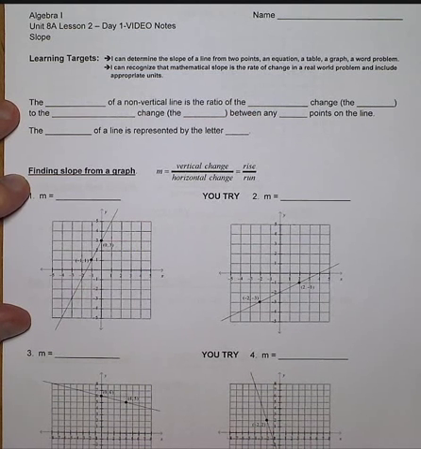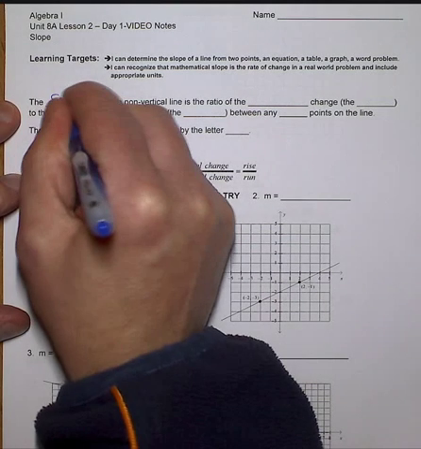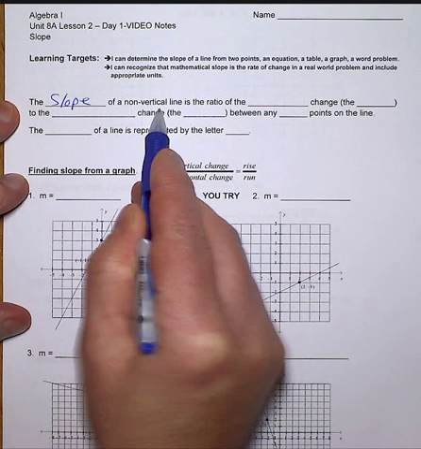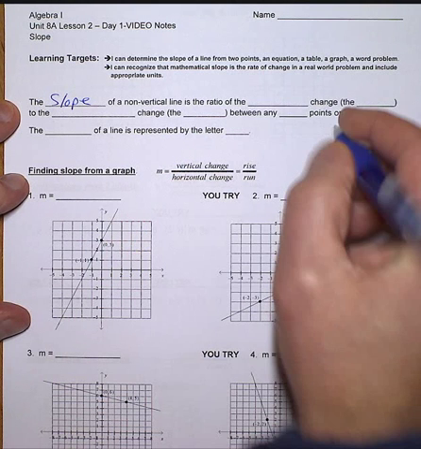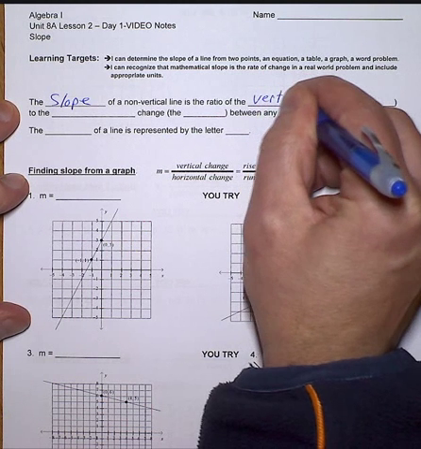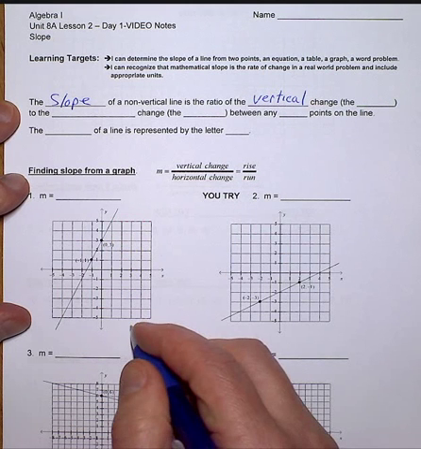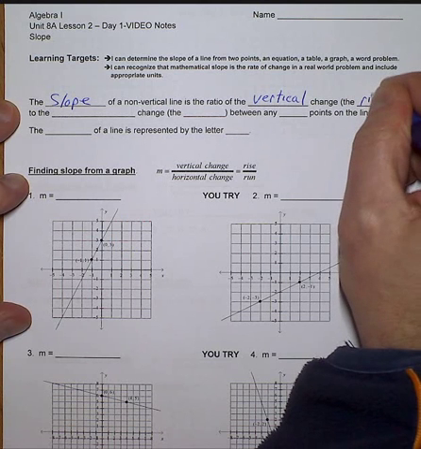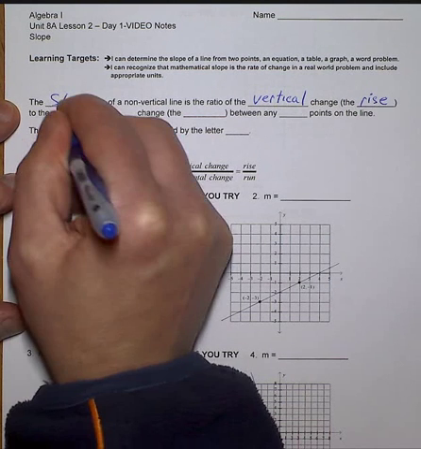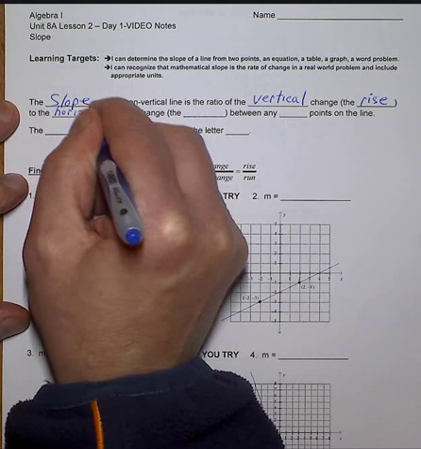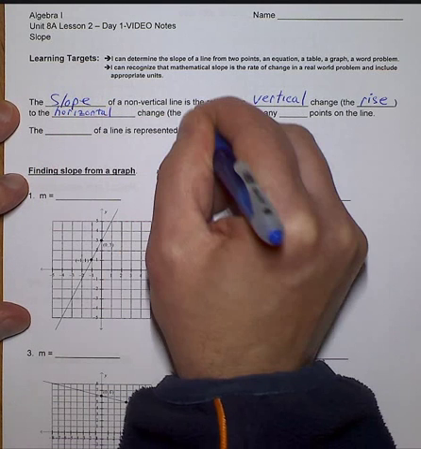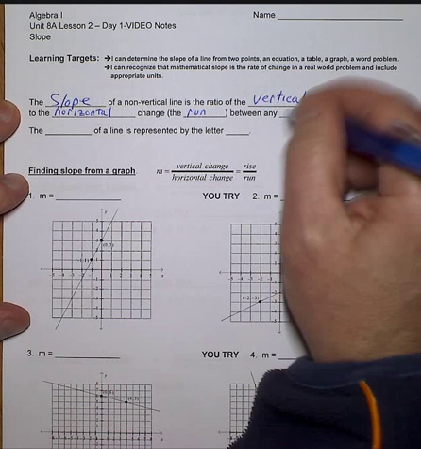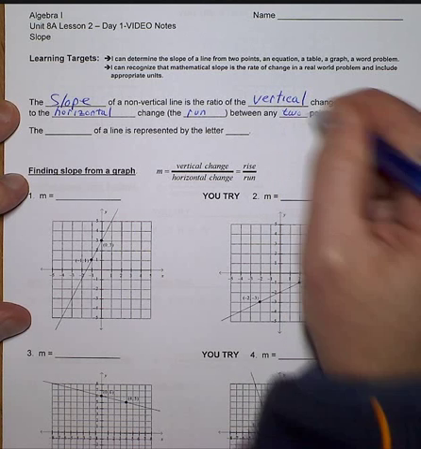So let's get some definitions here. The slope of a non-vertical line, non-vertical, is the ratio of the vertical change, which is also called the rise, to the horizontal change, which is called the run, between any 2 points on the line.